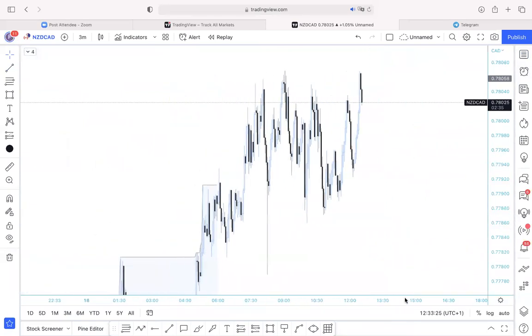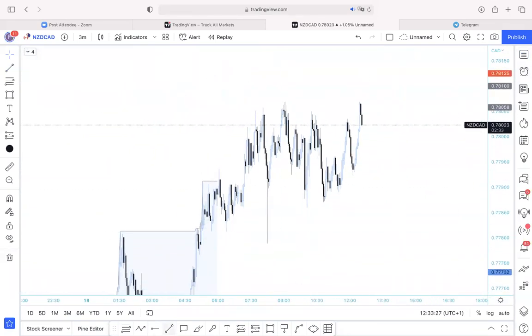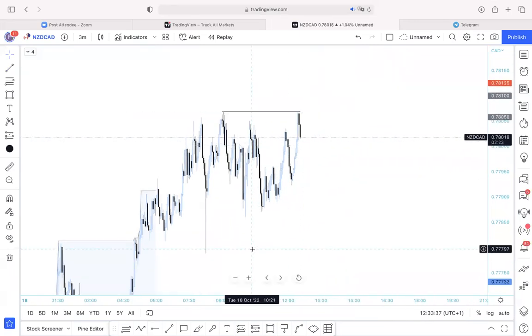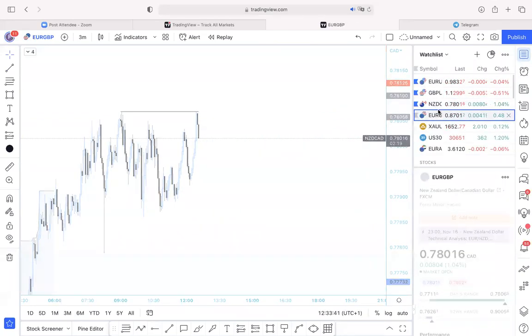NZD-CAD, not really interested for now. I'm waiting for this high to be taken out. I would say that these are about equal highs, waiting for this high to be taken out to the upside, and then I will look for better confirmations in order to get involved. For now, I'm not interested.